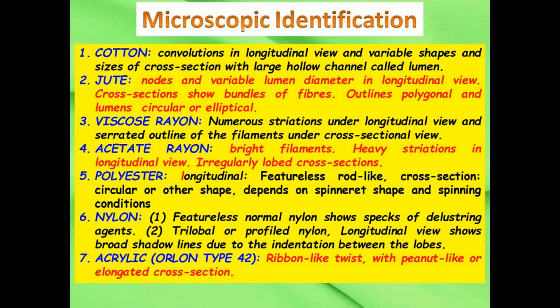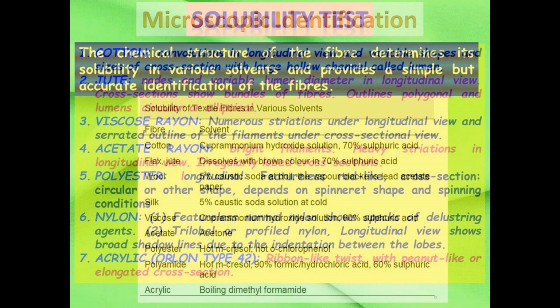Viscose rayon: numerous striations in longitudinal view and serrated outline of the filament in cross sectional view. Acetate: bright filaments, heavy striations in longitudinal view, irregularly lobed cross sections. Polyester: longitudinal featureless rod-like, cross section circular or other shape, depends on spinneret shape and spinning condition. Nylon: featureless, normal nylon shows specks of delustering agent. Trilobal or profile nylon, longitudinal view shows broad shadow line due to indentation between the lobes. Acrylic Orlon 42: ribbon type twist with peanut-like or elongated cross section.